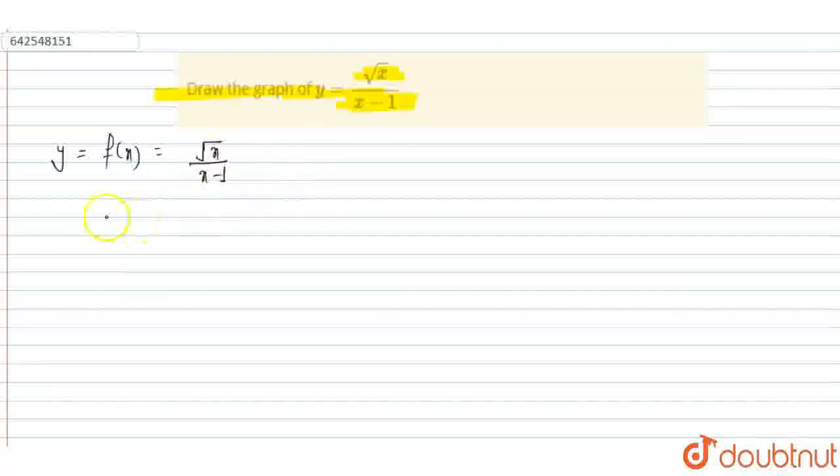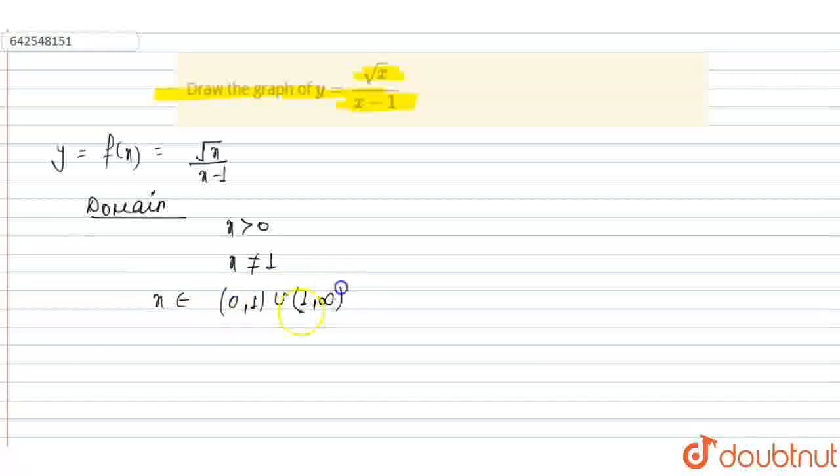When we see this function, then we can say that for the domain of this function, x is always greater than 0 because the root function is defined for greater than 0, and x is not equal to 1. Combining these two conditions, we get x belongs to (0, 1) union (1, infinity). This is the domain of f(x).